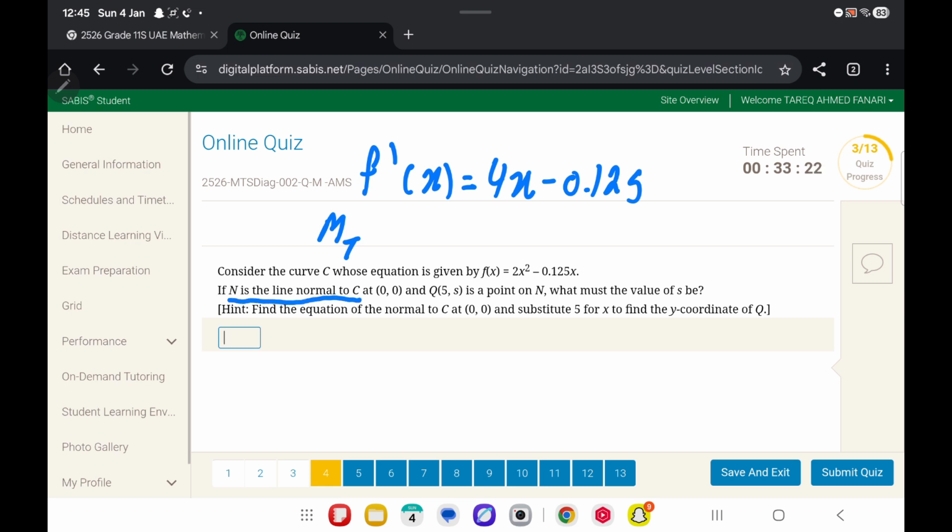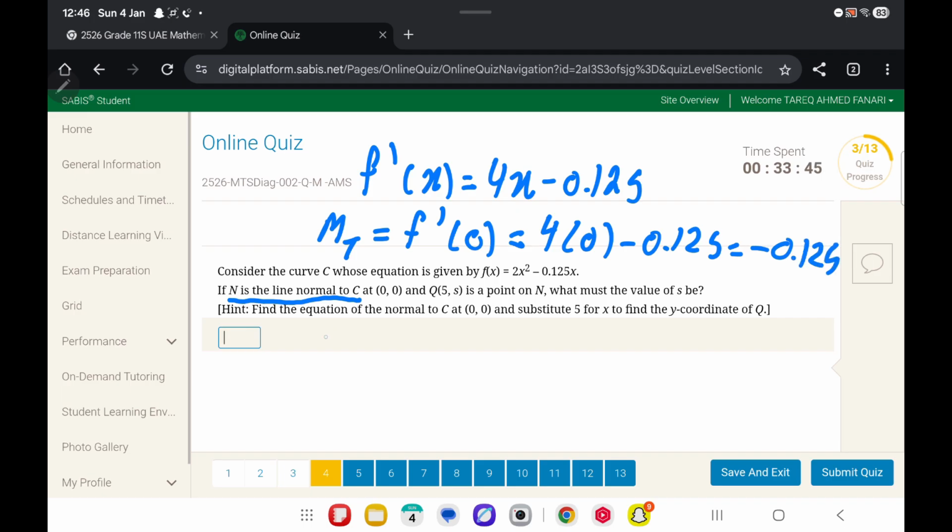To find the equation of the normal line, I need to find the slope of the tangent, which is actually all you need. So the slope of the tangent is what? F prime at what x value? 0, right? This is 4 times 0 minus 0.125, which is negative 0.125. So this is the slope of the tangent.